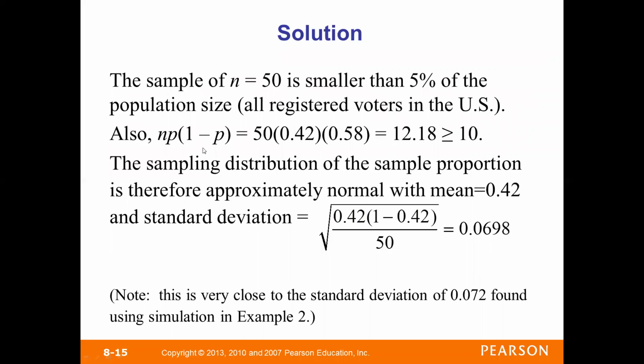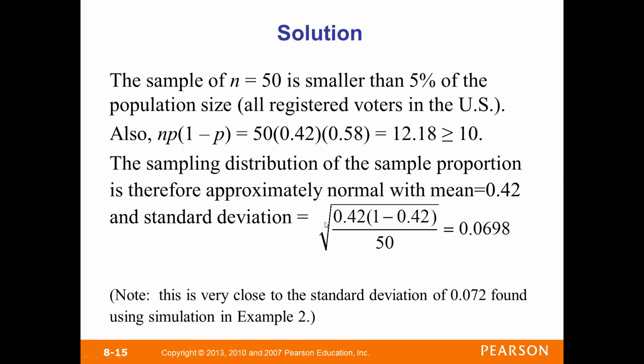Well, we would expect that the overall mean of that distribution would be the proportion of 0.42. 50 is certainly less than 5% of all registered voters, so we know we've matched that. 50 times 0.42 times 0.48 is bigger than or equal to 10. So I know that this distribution will be approximately normal now.